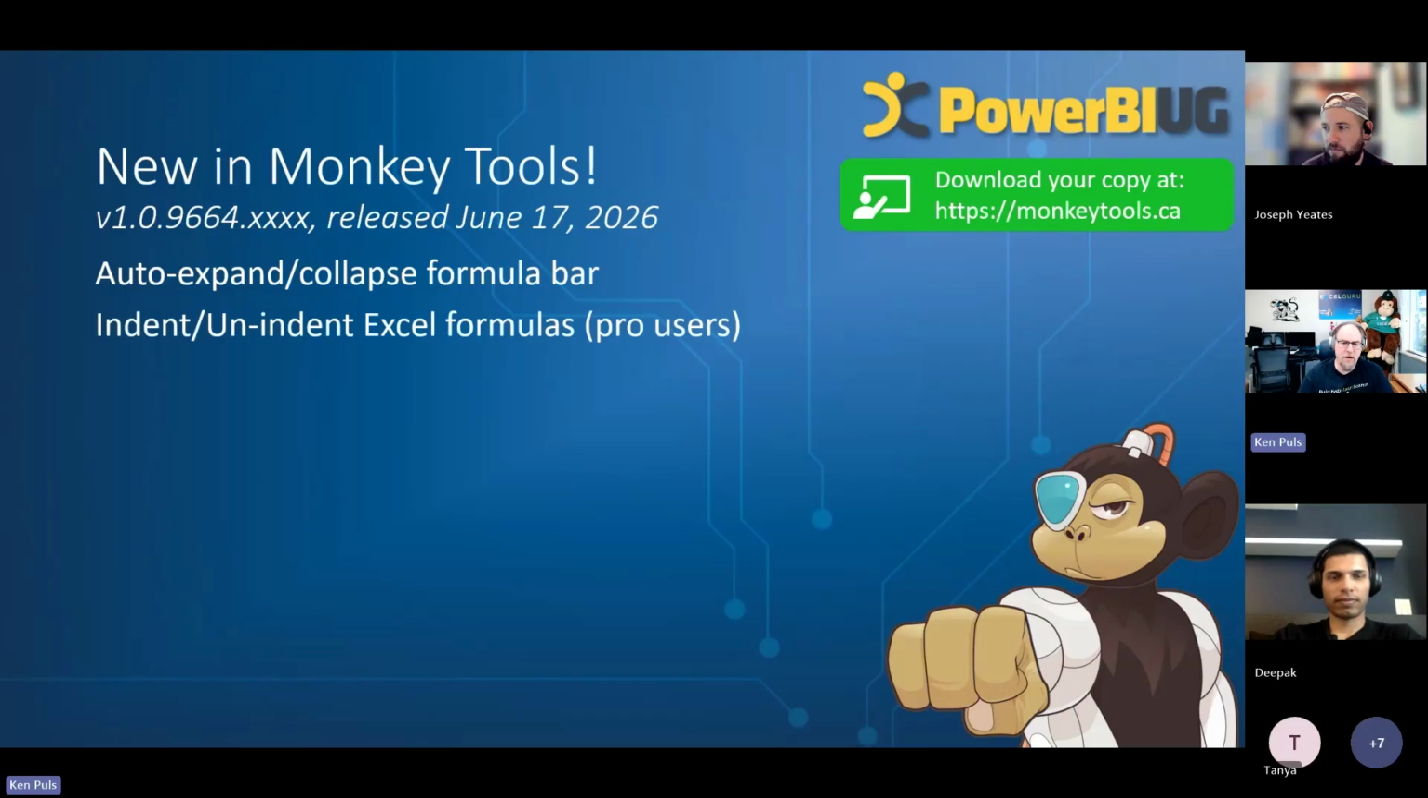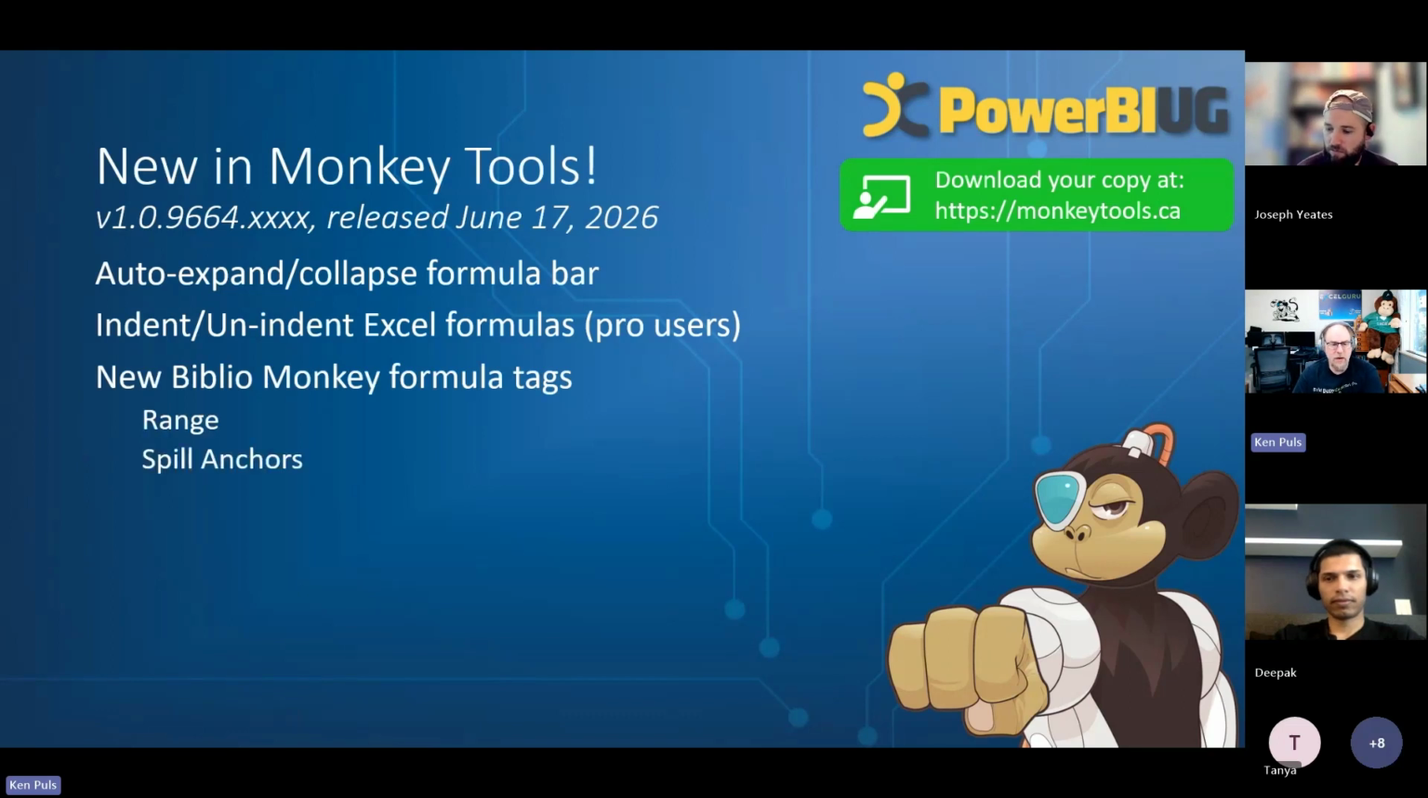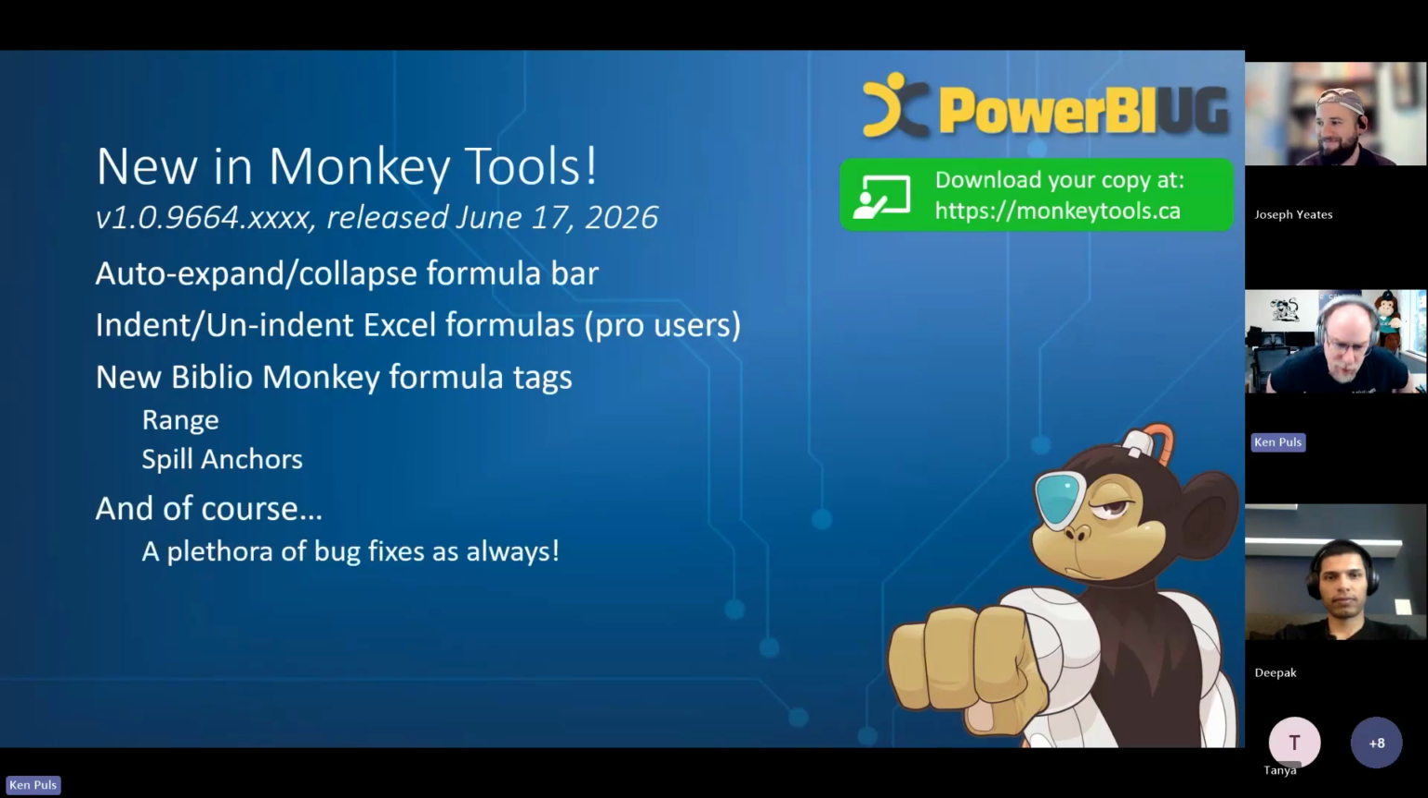Our indent and unindent formula options for pro users: I've done a little bit more work on the tokenizer and parser in that particular area, so it's a little bit more reliable. Our switch functions are now indenting pairwise, which actually looks pretty cool. So some good features there. We've got new BiblioMonkey formula tags for ranges and spill anchors to help you tag things to rebuild them a little bit quicker. And naturally, we've always got our plethora of bug fixes that we put into the product. Like I said, just a new patch that went out last night around 6 p.m. to fix an issue that I was concerned about.